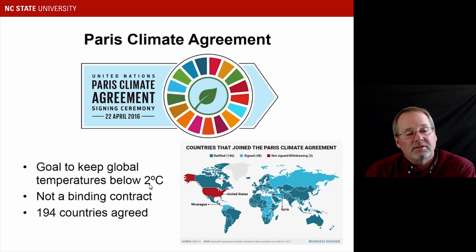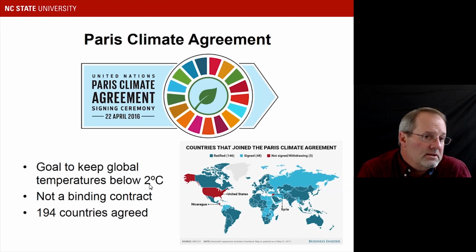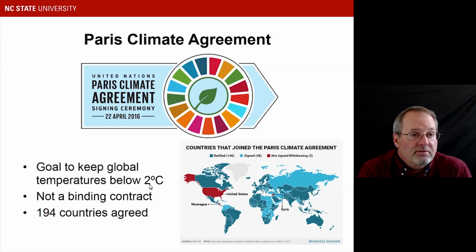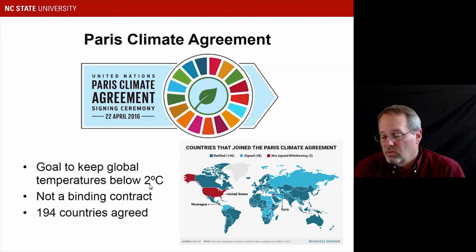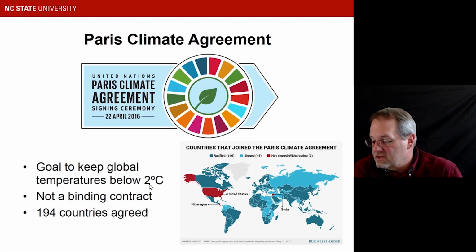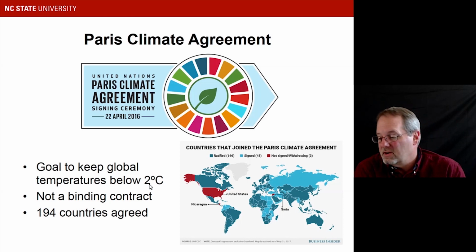Okay, so a couple things about this. It's not a binding contract. So countries will enter this agreement as volunteers. So there's really no binding contract for that. 194 countries agreed, but some didn't. And it turns out that the ones that were not signed turn out to be just United States and Syria. All other countries are very involved.